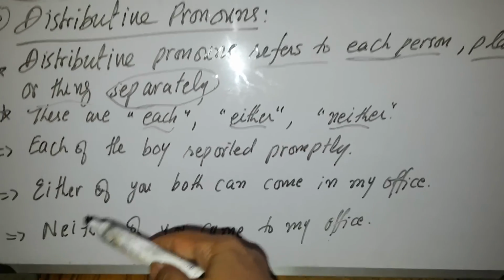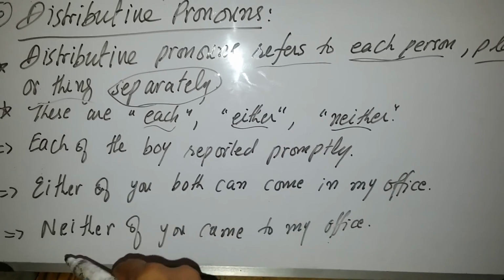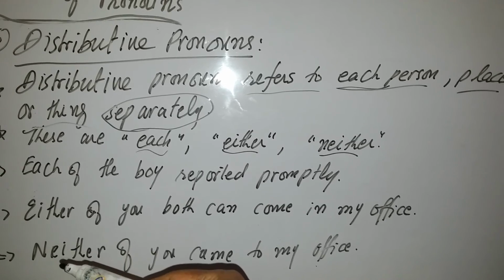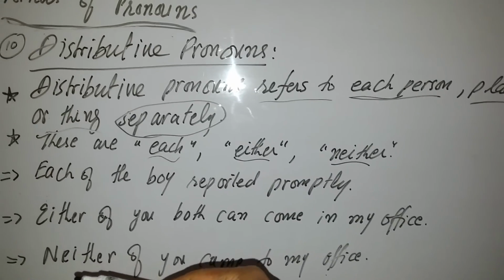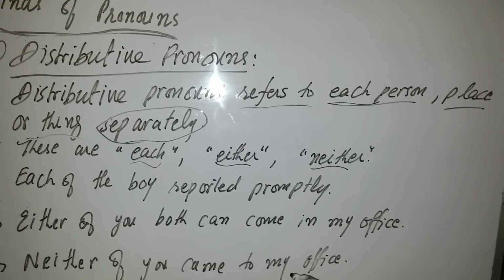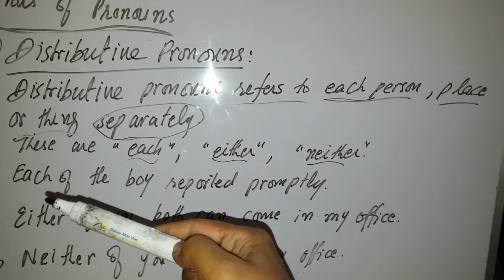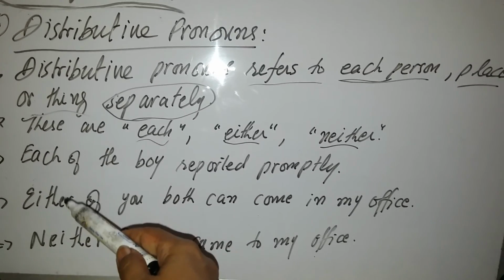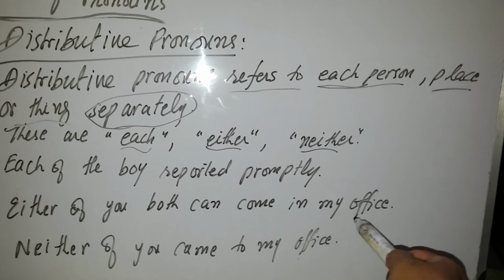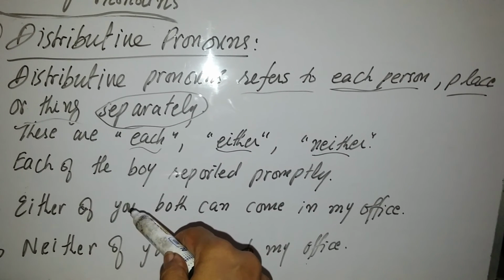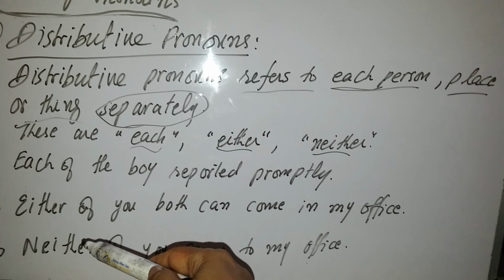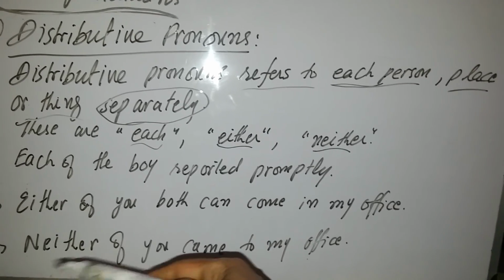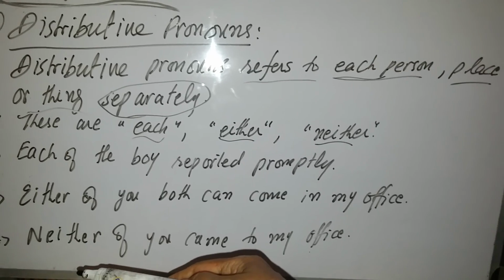You refer separately to them, and neither of you came to my office. It means nobody standing in front of you has come to your office. You are separately talking to them that neither of you came to my office. It means if Ali and Usama are standing in front of you, you are asking them that either of you can come to my office. And neither came to my office means Ali and Usama, no one has come to your office, neither Ali nor Usama. So this is called distributive pronoun.